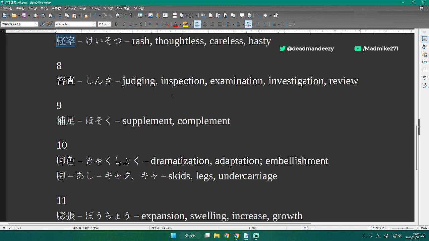Number 8 is shinsa. Shin on the left side for judging and sa on the right side for investigation. This is a judging following investigation. Shinsa is judging, inspection, examination, investigation, or review. Shinsa. Judge and inspect. Shinsa is judging and inspection.